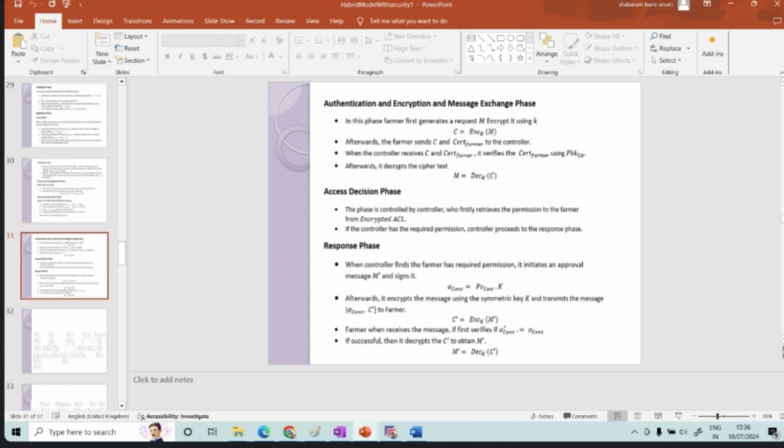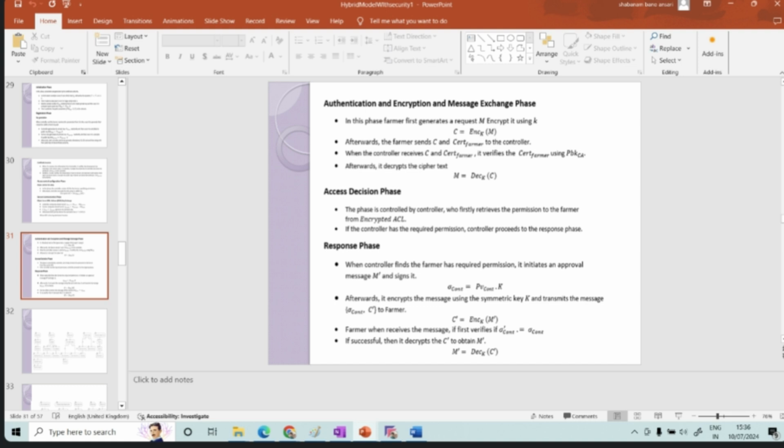Okay. Next, the authentication, encryption and message exchange phase. In this phase, the farmer first generates a request message M and encrypts it using key K. Afterward, the farmer sends C and the certificate of the farmer to the controller.